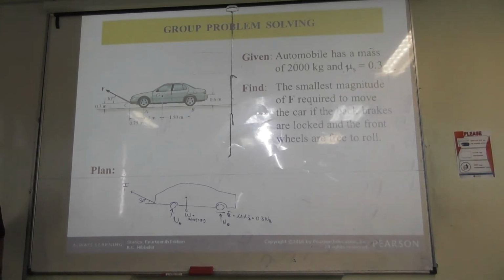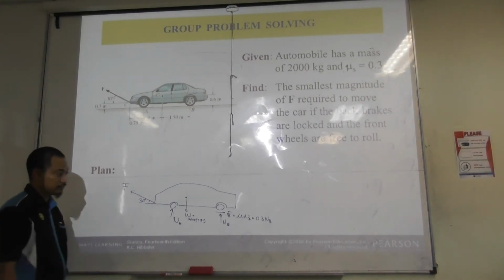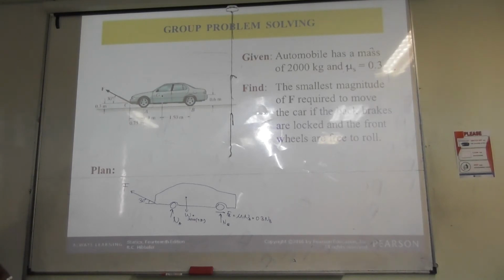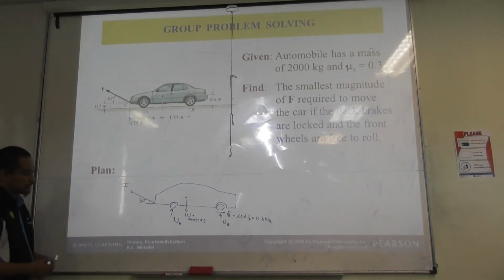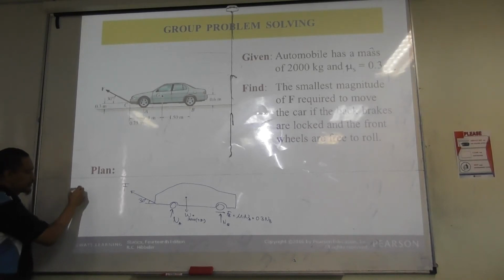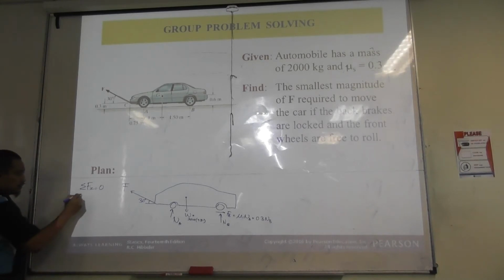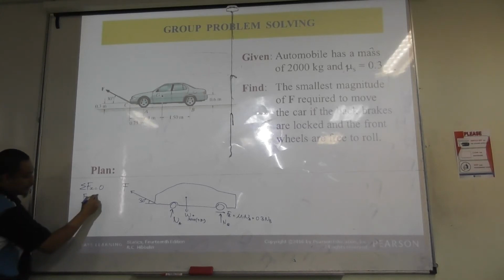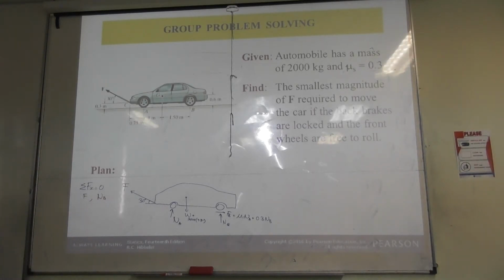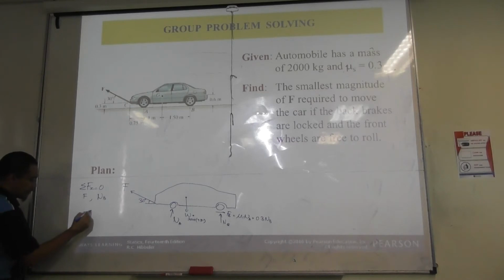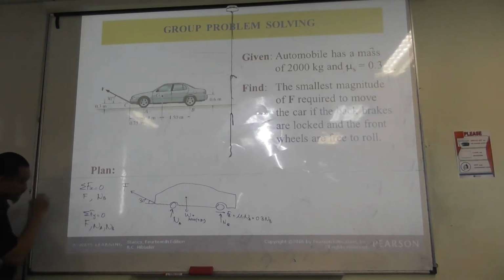Okay, what's your strategy? What should be the equation that you want to use first? Summation of Fx. Now, okay. Will we be having simultaneous equations? If you do summation of Fx equal to 0, what is the unknown there? You have F, but you don't have ND, right? Correct? If you do summation of Fy, what do you have? F you have, and E you have, and B you have, right?